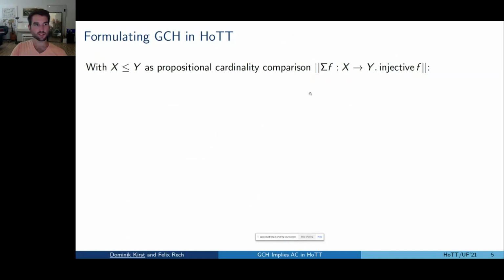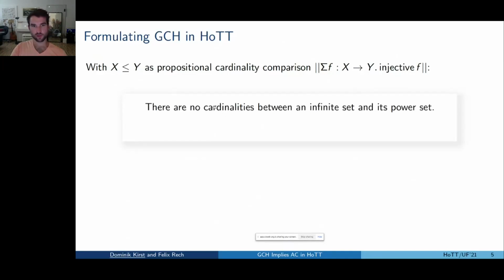The basis for this is, as I already mentioned, cardinality comparisons. So we need a notion of when a type X has smaller cardinality than a type Y. And the definition we choose is the mere existence of an injective function from X to Y. And with this, if we have a look at the informal statement again, there are no cardinalities between an infinite set and its power set.